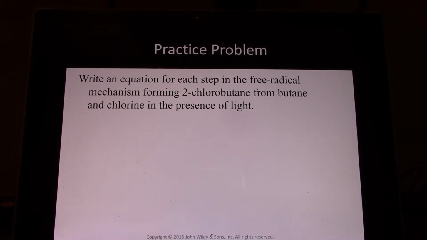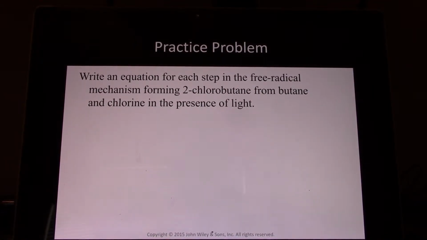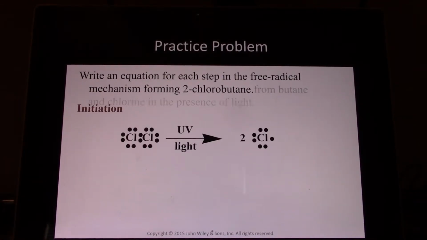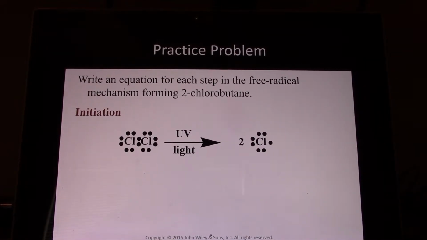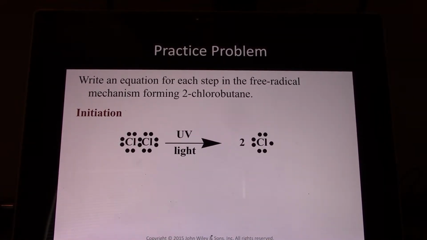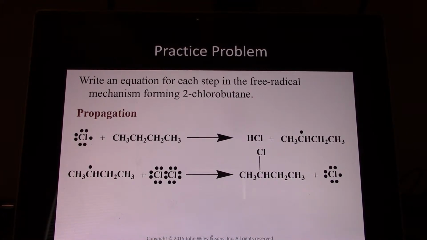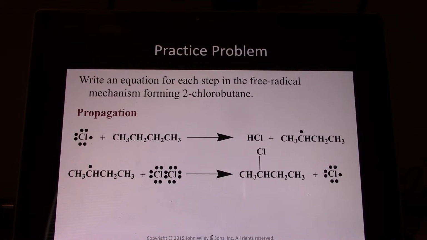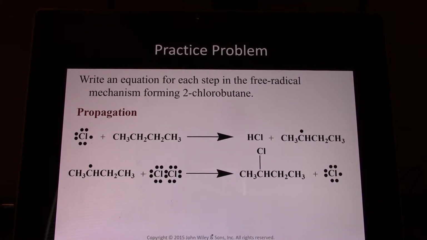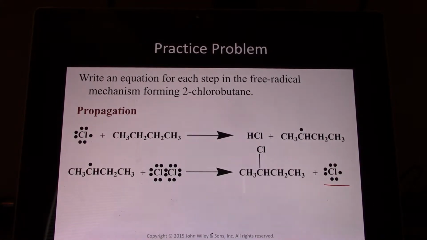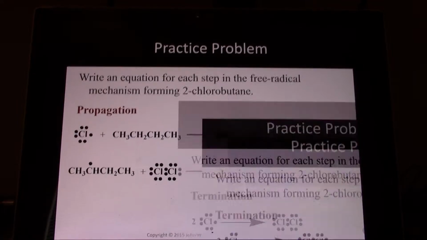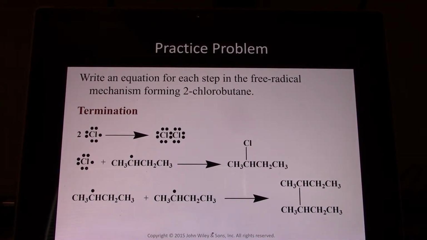All right, so write an equation for each step in the free radical mechanism, forming 2-chlorobutane from butane and chlorine in the presence of light. Step 1, initiation. Ultraviolet light rips apart chlorine into two free radicals. The free radicals then bump into butane, and they take off a hydrogen radical, leaving a butyl radical, which then bumps into chlorine, removing a chlorine and leaving a chloro radical. And then this can happen over and over again, until you finally get a termination reaction, in which two free radicals accidentally bump into each other, quenching the reaction.